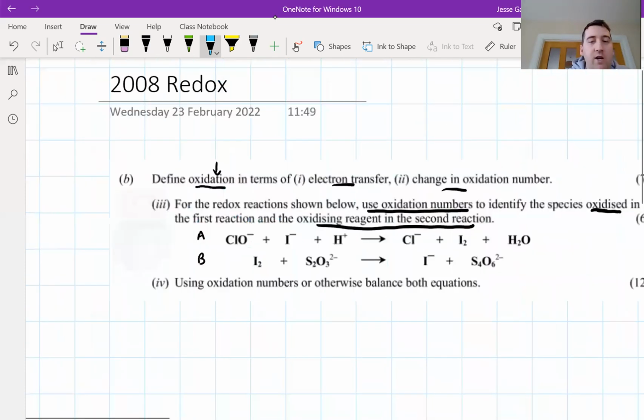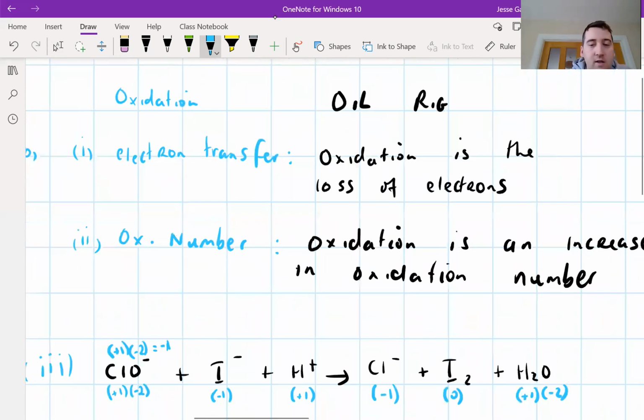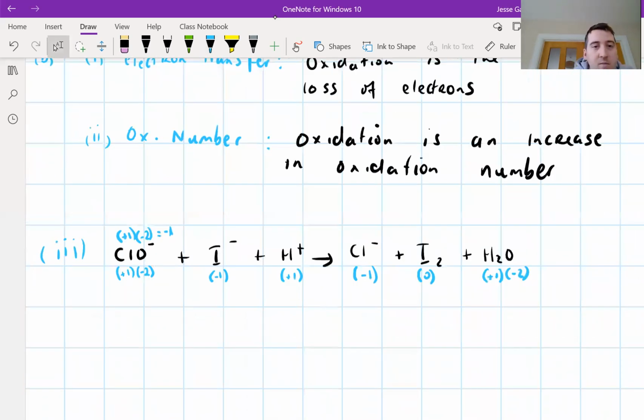Right, let me check my question again to make sure I don't make a mistake. Identify the species oxidized. Okay, so let's find what's been oxidized and what's been reduced. We're looking on the left-hand side for what changes when it goes to the right-hand side. Here I have chlorine going from +1 to -1. To do that, it had to gain 2 electrons. So it gained 2 electrons, and that is reduction.